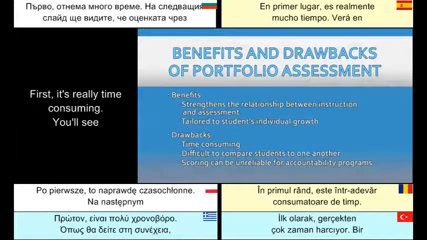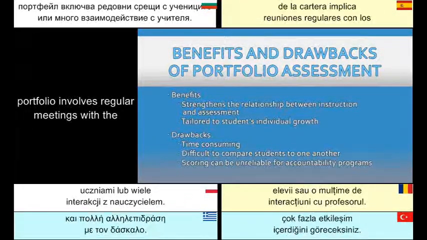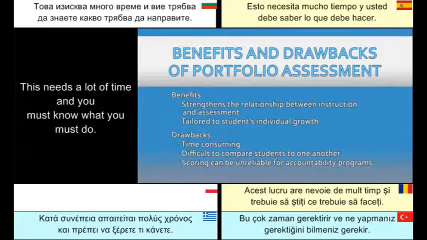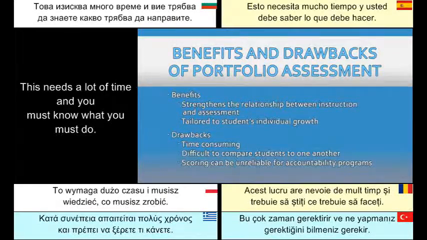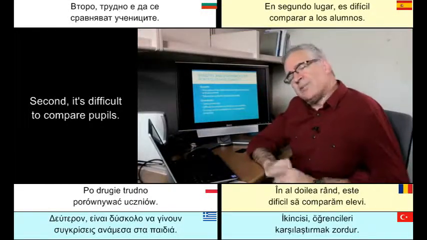First, it's really time-consuming. You'll see on the next slide that classroom portfolio assessment involves regular individual meetings with the students or a lot of interaction with the teacher. This can take up a lot of class time, so you really need to know what you're doing when you do portfolio assessments. Second, it's difficult to compare students to one another.